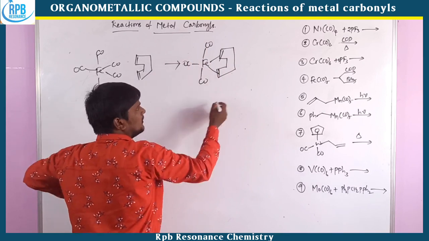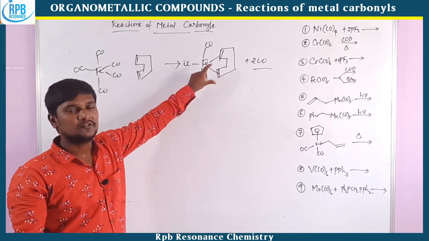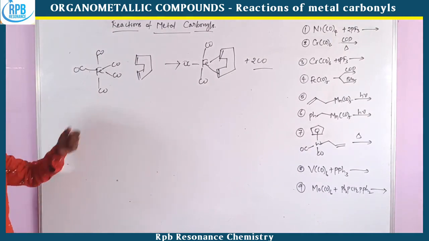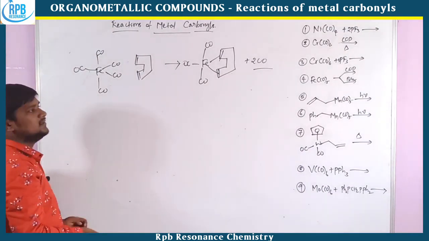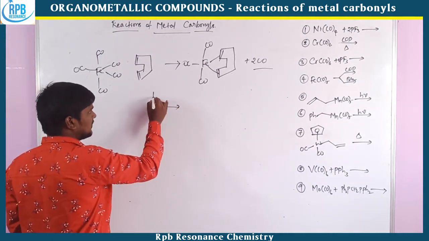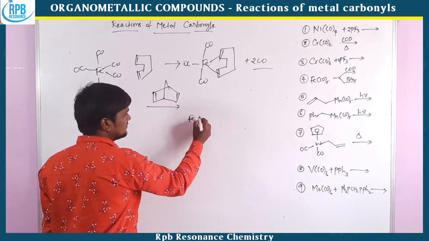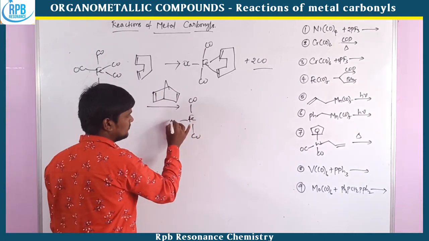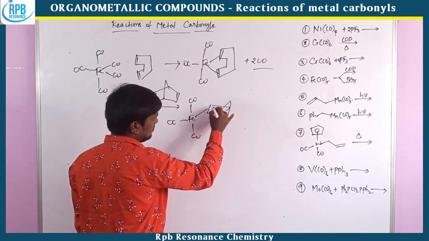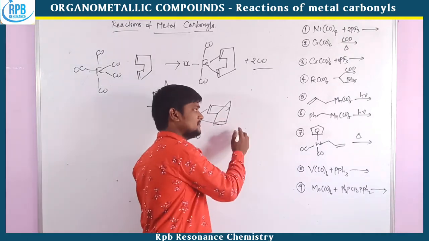It produces FeCO. So here the loss of carbonyls produces this kind of system. So COD replaces two carbonyls. This is the COD structure. Not only COD, any simple non-conjugated dienes also replace two moles of carbonyl. Remember, these are the best intermediates.